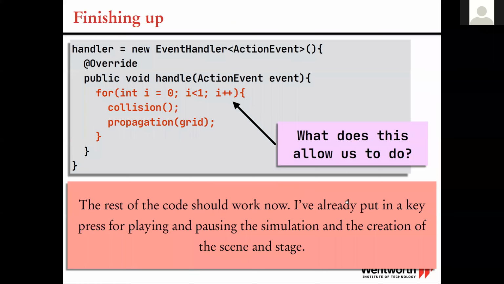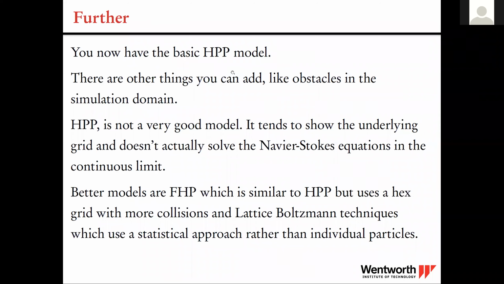So very last, I'm just going to skip this finishing up one here. You do have a basic HPP model from this. You could add other things, like putting an obstacle in the domain for particles to bounce off of. However, HPP is not actually a very good model. It shows the underlying grid. We saw that. It shows sort of a square underlying grid. And from a technical perspective, it doesn't solve the Navier-Stokes equations in the continuous limit.